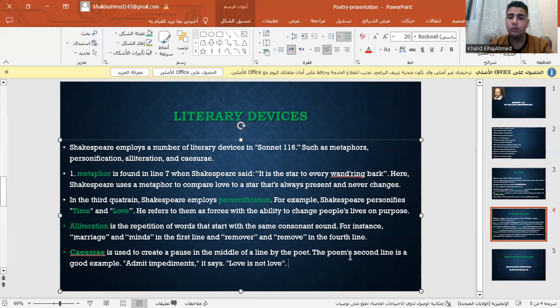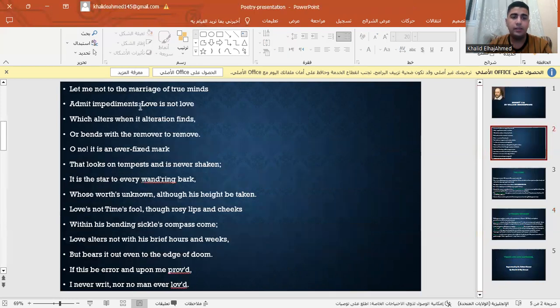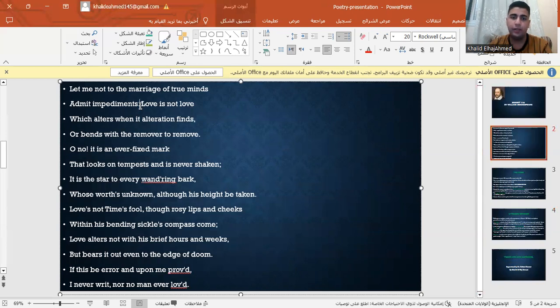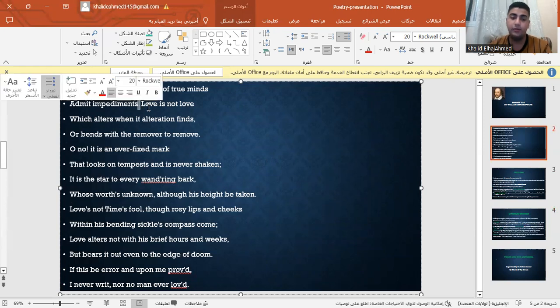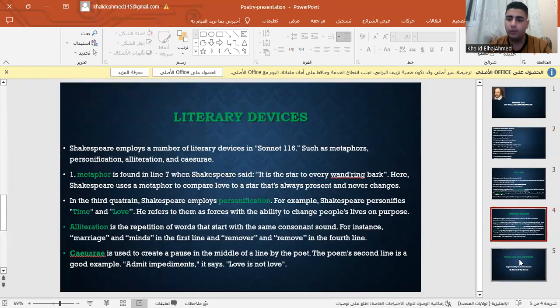For example, the second line is a good example: "admit impediments. Love is not love." He used the period here to separate the two phrases. He began with a phrase, then ended up with another phrase. So he used the caesura in a way, using a period to separate the two sentences to make a pause or a break, like a pause in breath. So that's it.